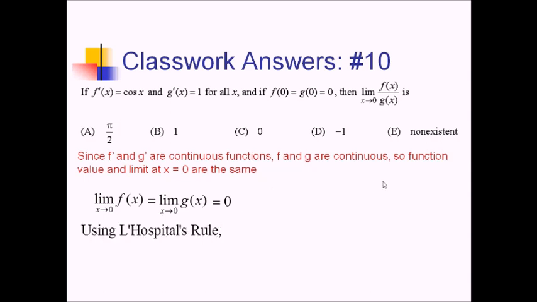So I take the derivative of the numerator, which is just f prime of x, and the denominator, which is g prime of x, take that limit as x approaches 0. And the good news is they actually told us what f prime was. It's cosine of x. And g prime of x is 1. So this is just cosine of x over 1. Plugging 0 in, cosine of 0 is 1, so we just have 1 over 1, which is 1. Choice B.